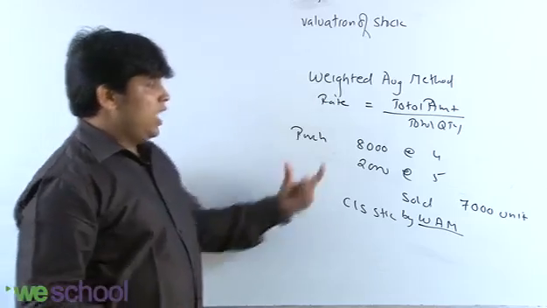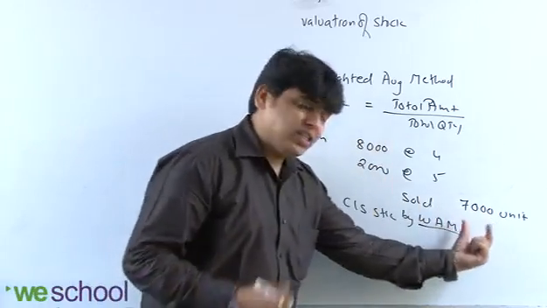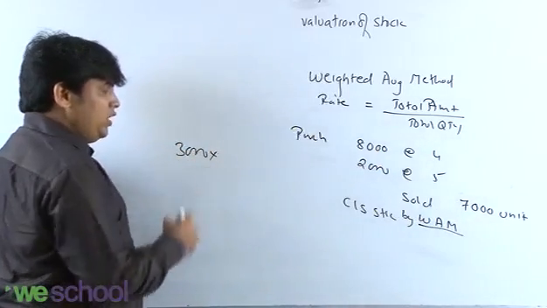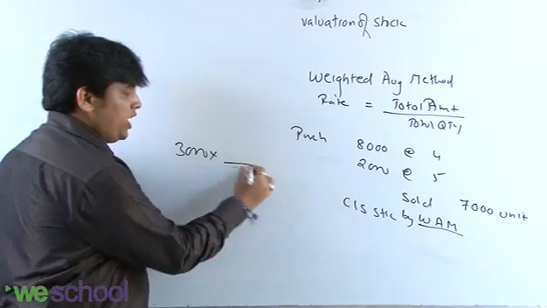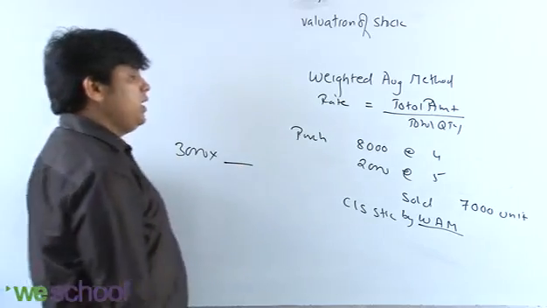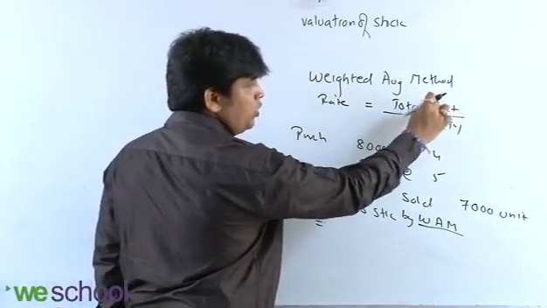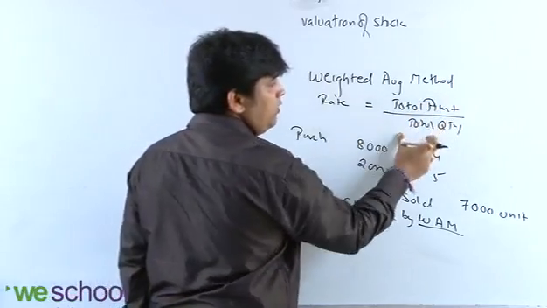Okay, see, out of 10,000 units, I have already sold 7,000. So what is the remaining stock? 3,000. For finding the closing stock, 3,000 into rate I have to find. Now how to find out the rate? Let us apply the formula. What is the formula? Total amount divided by total quantity.